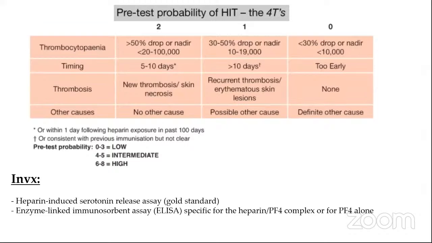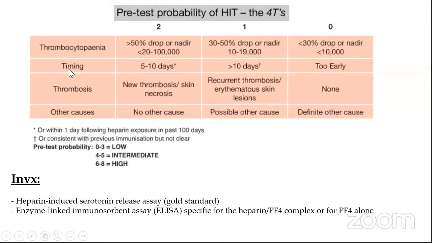This is the test that you can do if you want to make sure. This is the 4T test, which can give you a clue if your patient is developing HIT or not. Here you have thrombocytopenia, timing, thrombosis, and other causes, and you have a score from 0, 1, and 2. If the thrombocytopenia drop is more than 50% from the baseline, you give a score of 2. If it's from 30% to 50%, you give it 1. And if it's less than 30%, you give it 0.